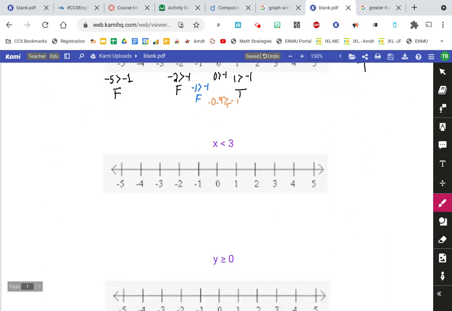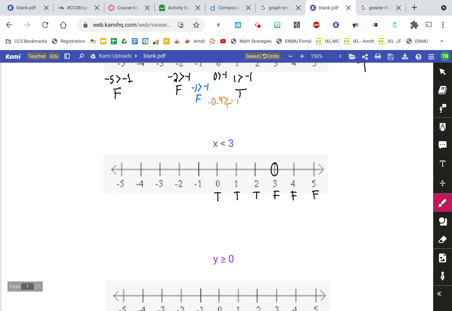Another inequality: x is less than 3. So let's think about values less than 3, and values that are not less than 3. I know that 5 is not less than 3. 4 is not less than 3. 3 is not less than 3. But wait a minute. 2, yes, that's less than 3. 1 is less than 3. 0 is less than 3. So our turning point is at the 3. Our question is, should we include the 3? Well, we said no, that 3 is not less than 3.